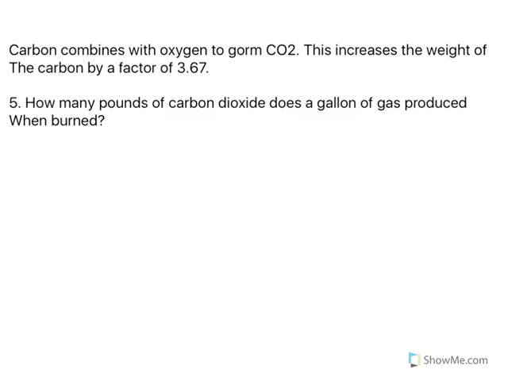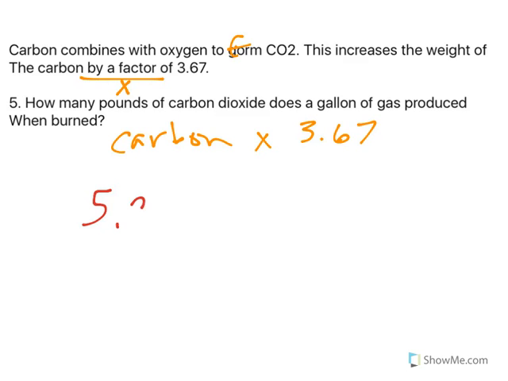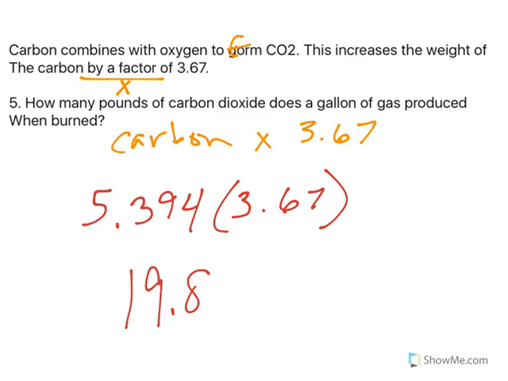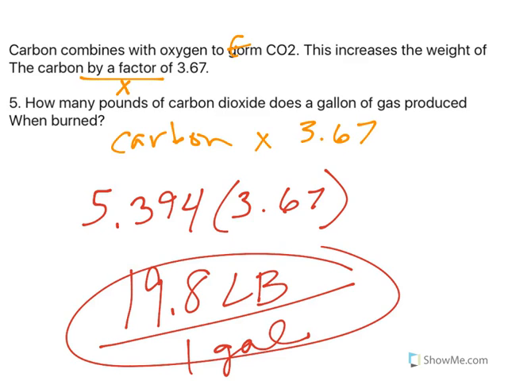Now, carbon combines with oxygen to form CO2, which is carbon dioxide. This increases the weight of the carbon by a factor of 3.67. By a factor means multiply. So how many pounds of carbon dioxide does a gallon of gas produce? Well, we would take the carbon times 3.67. So we know the carbon is 5.394, multiply that by 3.67, and 19.8 pounds of carbon dioxide per 1 gallon of gas. And this is our big conversion with gasoline.